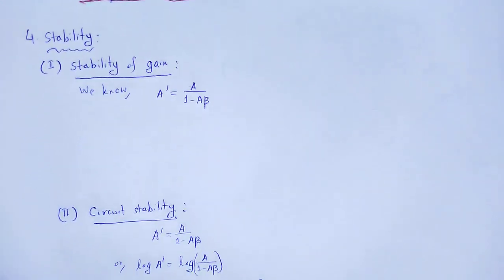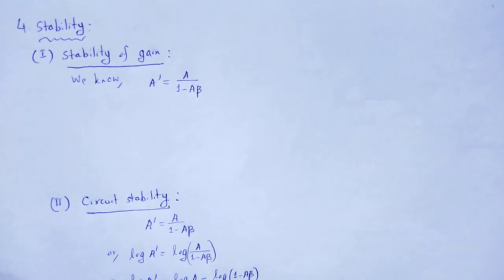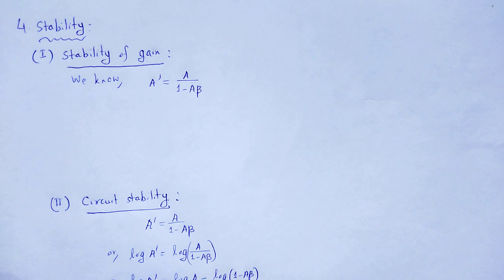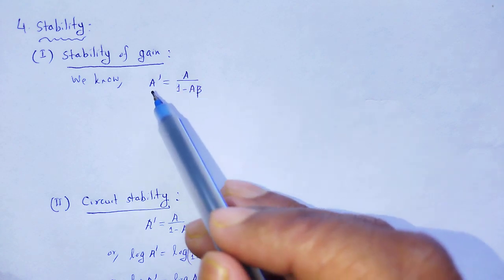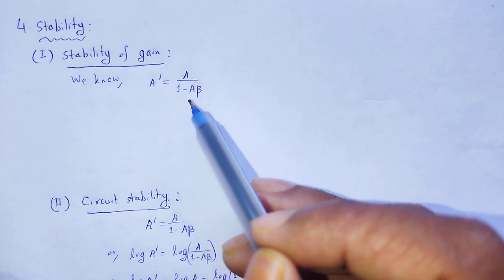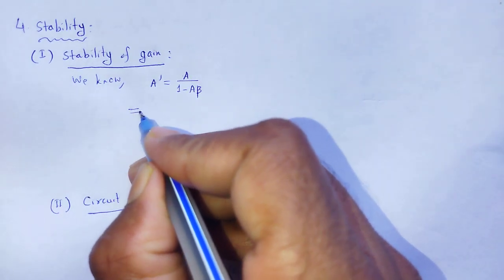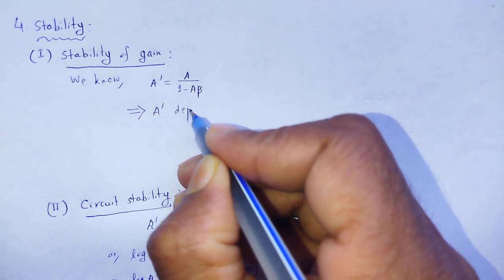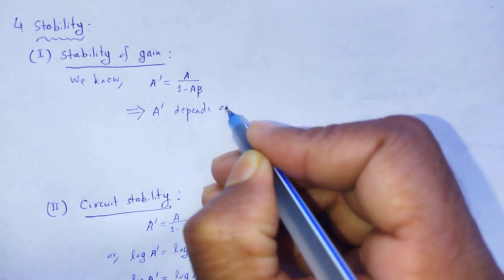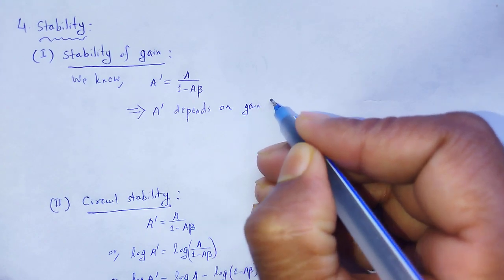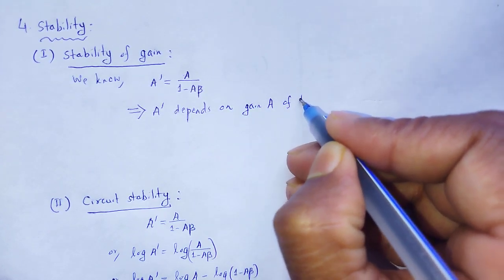Next, stability. Stability, basically we confirm it by taking stability of gain as well as circuit stability. To show stability of gain, when we apply positive feedback, its gain A dash is equal to A divided by 1 minus A beta. As we know, from that expression, A dash depends on gain A of the amplifier.